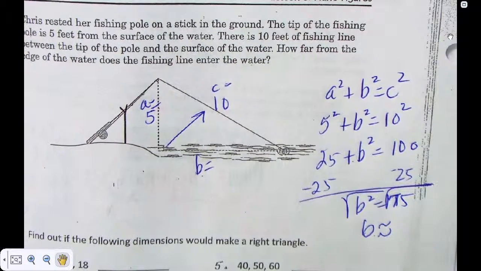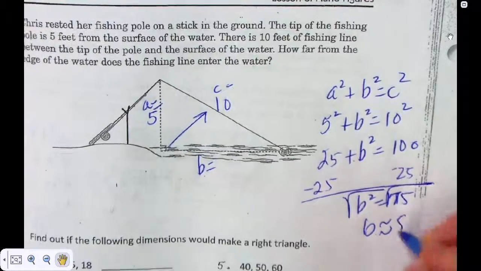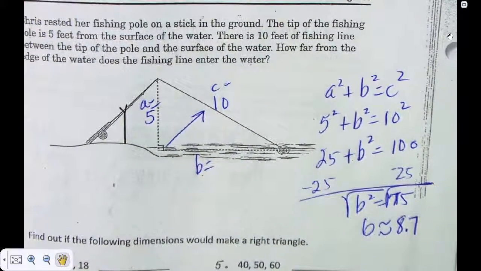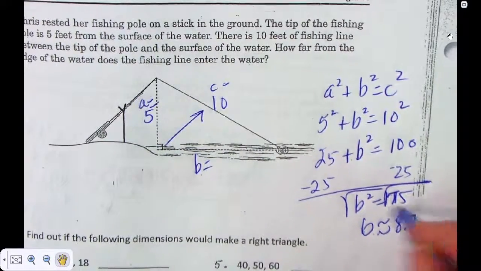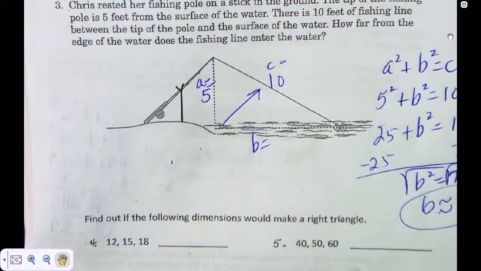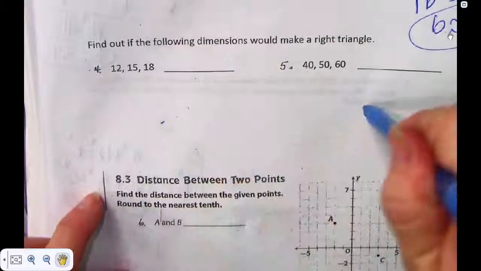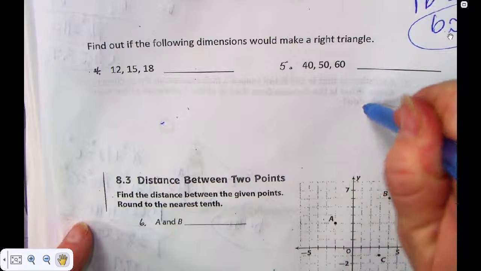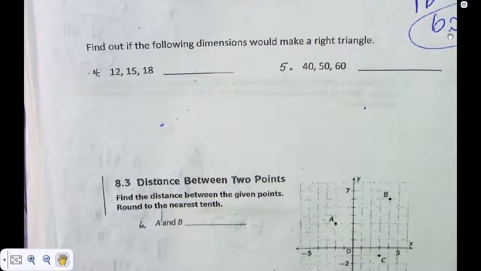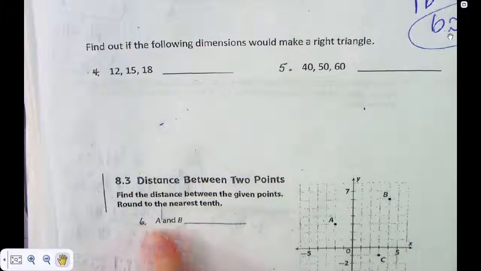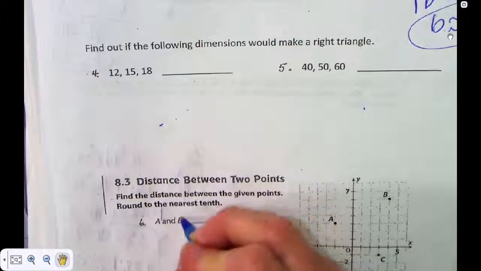Somebody who got it right. Y'all are scaring me here. I was like, well, nobody got this one right. 8.7. Okay. Did y'all have to do both of these? Y'all did both of these? Okay. I couldn't remember. And did we do A and B or A and C?